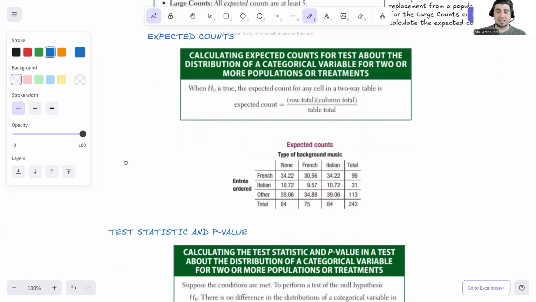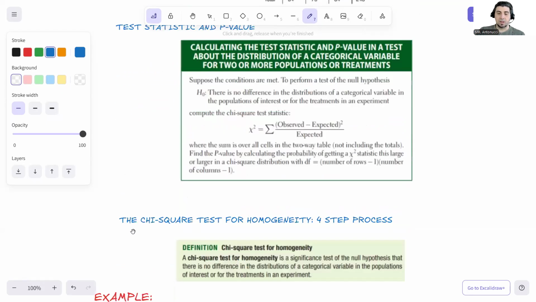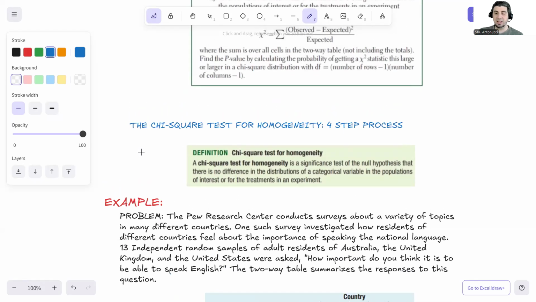The test statistic and p-value are again calculated the same way. Chi-square is just observed minus expected squared over expected. And degrees of freedom is number of rows minus 1 times number of columns minus 1. Now, here is the four-step process for the chi-square test for homogeneity. Again, this one, the homogeneity one, is a significance test of the null hypothesis that there is no difference in the distribution of a categorical variable in the populations of interest or treatments in an experiment.